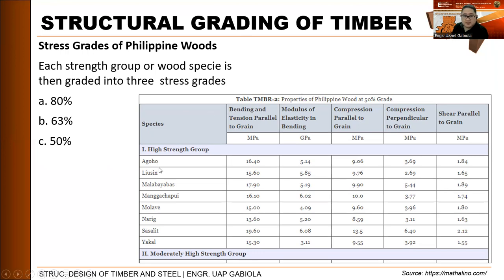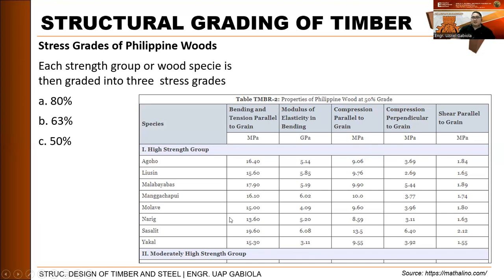Okay, so depende sa klase, high strength group yung pinili mo, tapos yakal, meron siyang bending and tension parallel to grain. So yung sinabi ko kanina, yung parallel to grain, ibig sabihin niya along longitudinal axis, ito yung kanyang capacity ng bending and tension. So same siya ng value, no? Halimbawa, yung modulus of elasticity niya in bending, ito yung value. Compression parallel to grain, and then perpendicular to grain. Okay? And then shear parallel to grain. Okay? So, ito yung mga capacity na i-refer natin once na nagde-design na tayo.